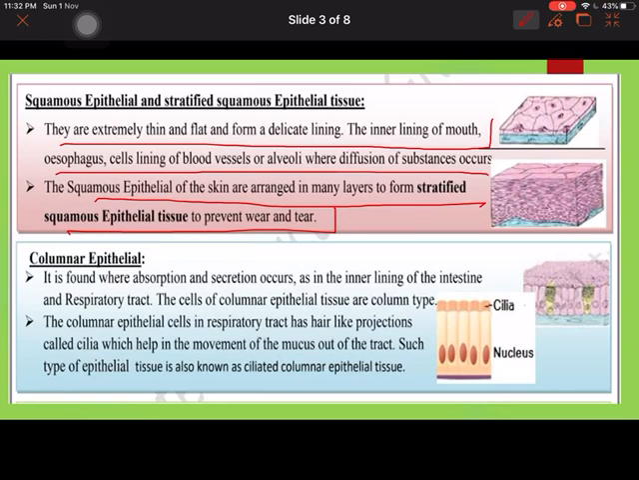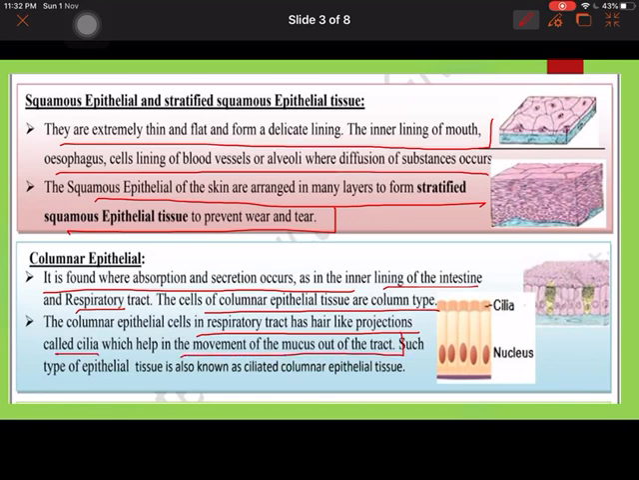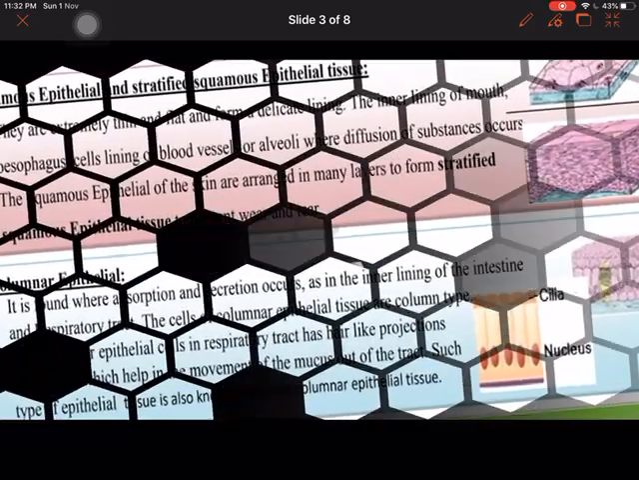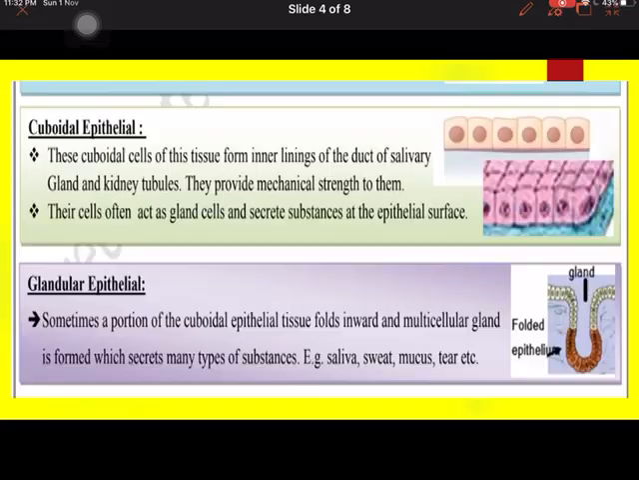Columnar cells, as you can say, are like columns, where absorption and secretion occurs. They are found in the inner lining of the intestine, respiratory tract, etc. The main function of the columnar cells present in the respiratory tract, in the form of hair-like projections called cilia, is to help in the movement of mucus out of your respiratory tract. They are also known as ciliated columnar epithelium because they have the cilia. That's why they are called ciliated epithelium.